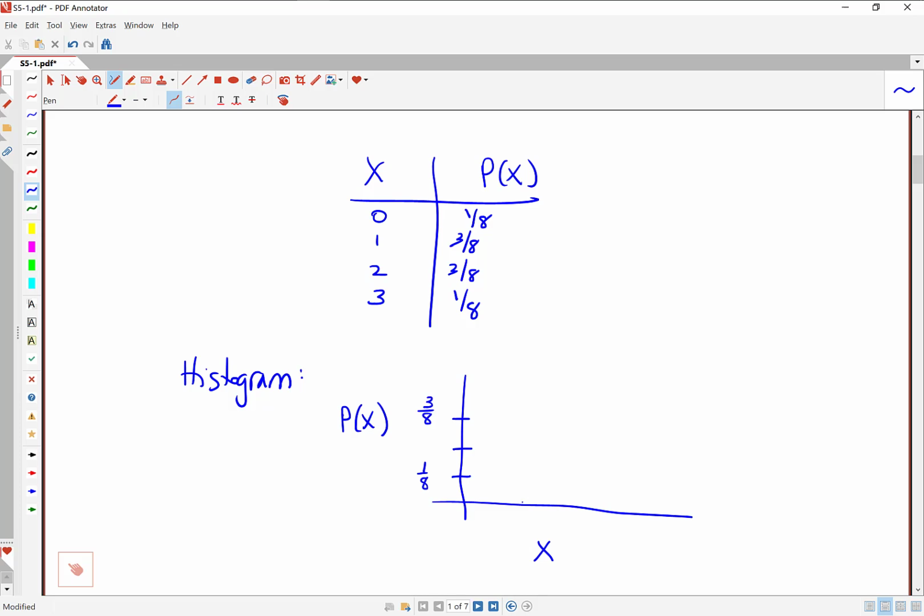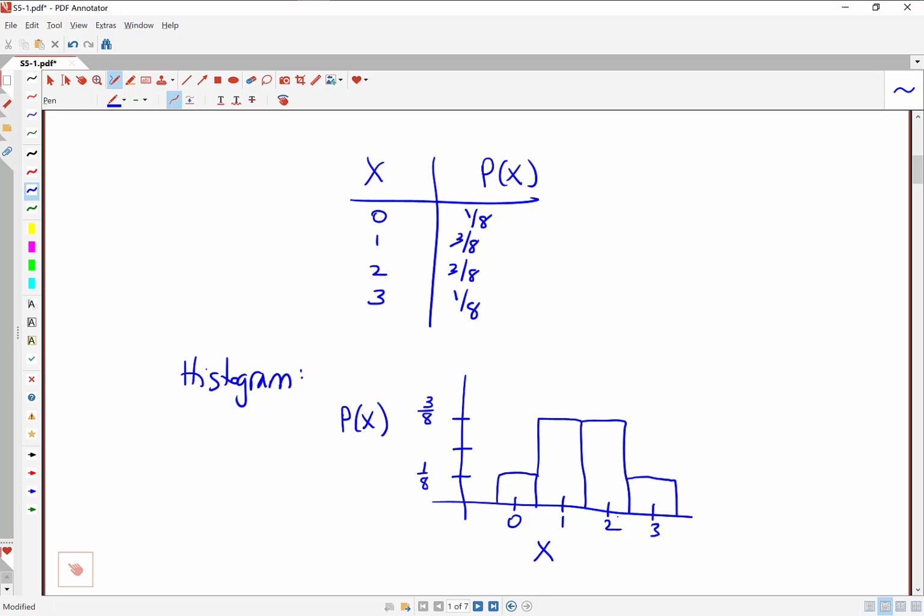And thinking about our X values, we just want to plot our X values 0, 1, 2, and 3. So we'll plot those like that, and then we'll put a bar over each of these X values. So the bar for 0 should be centered at 0 and just go up to 1 over 8. And then the bars for 1 and 2 go up to 3 over 8 like that. And then the bar for 3 comes out to 1 over 8.